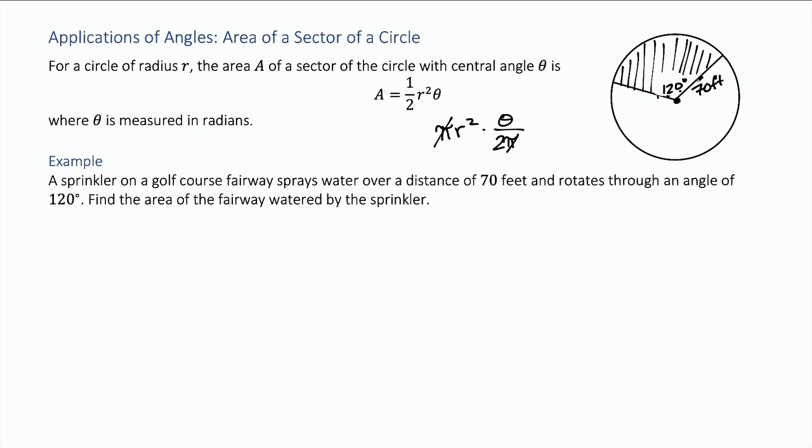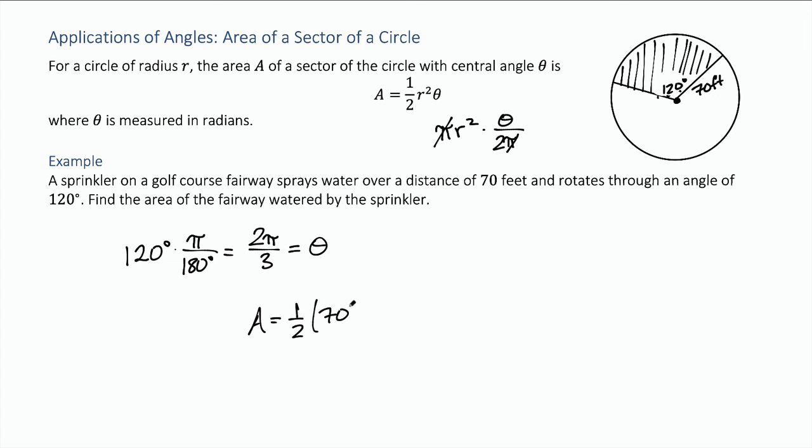And so we can use this formula, but we do need to do a little conversion because this formula only works when theta is measured in radians. Our angle here is measured in degrees, so we need to convert from degrees to radians by multiplying by pi over 180 degrees. And this simplifies as 2 pi divided by 3. So that's our angle, theta. And our radius r is that 70 feet. So we can plug that in to get the area.